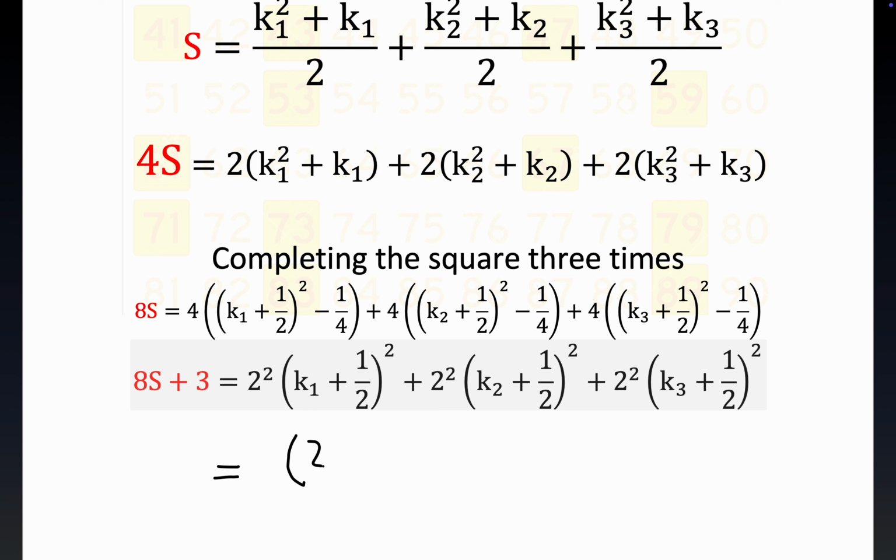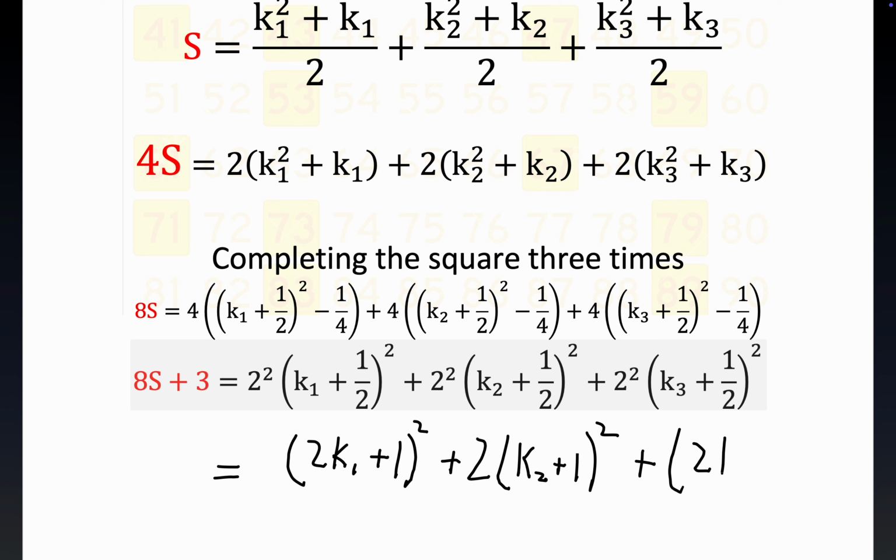this is properties of exponents right here, 2 k1 plus 1 squared, and so on. And again, you can see that is just laws of exponents. Now we have 2 k2 plus 1 quantity squared. And finally, 2 k3 plus 1 quantity squared. Whoops, I wrote that wrong over there. I'll change that.